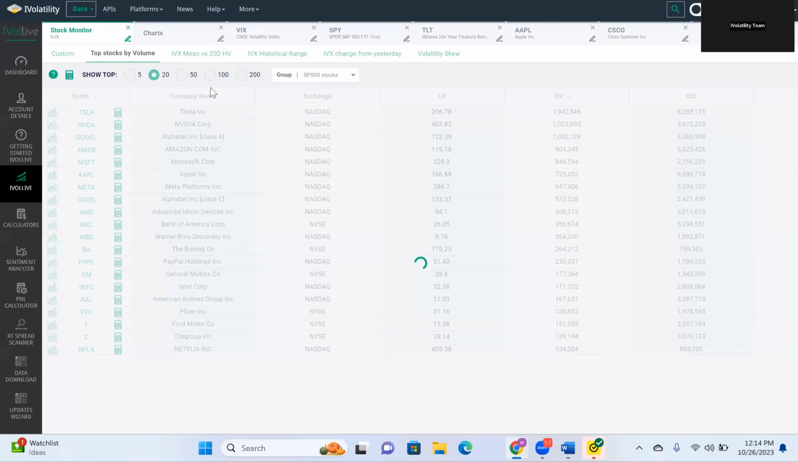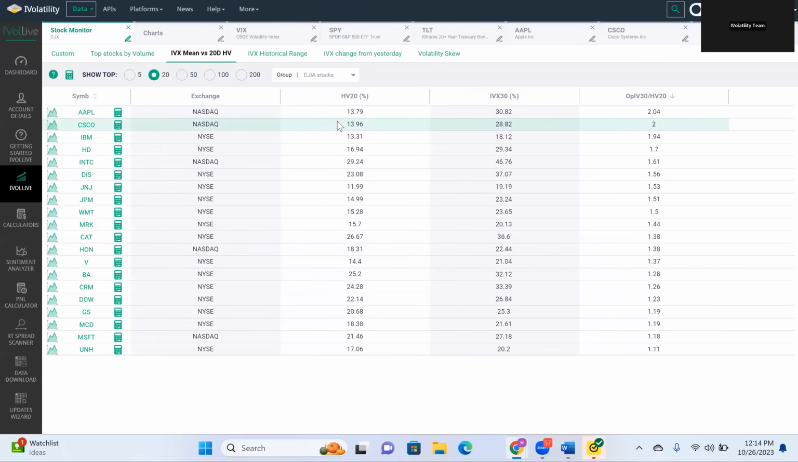So IVX mean versus 20-day historical volatility. We had a question come in on this: what does it represent? The way to think about this is you have your company here, your exchange, and your historical volatility 20. What this measures is the actual volatility that was logged over the past 20 trading days, which, since the market's closed on weekends, is equivalent to 1 month of trading. So in this case, Apple's historical volatility clocked in right under 14.